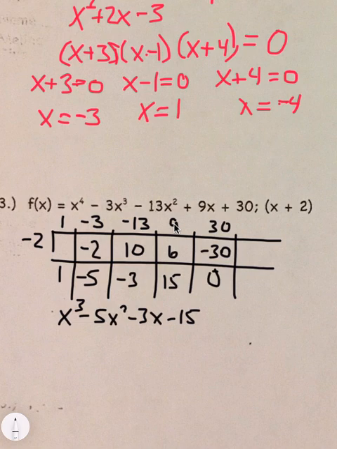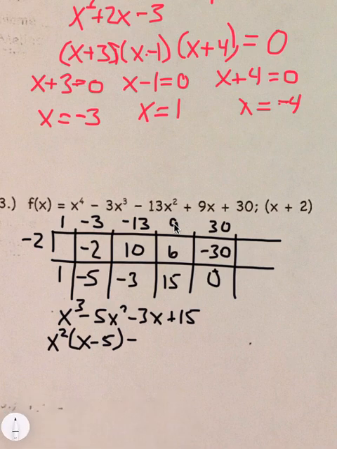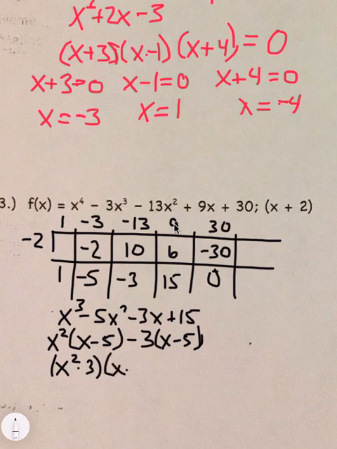And so this time we have to factor by grouping, but it works pretty easily. Take out the x squared and an x minus 5. Take out a minus 3. And we get x minus 5 here. We can combine them. x squared minus 3 times x minus 5. And then our last factor, x plus 2. So those are all our factors.